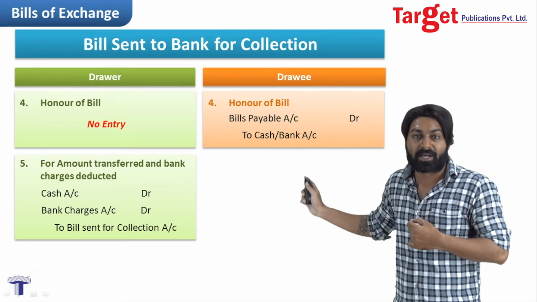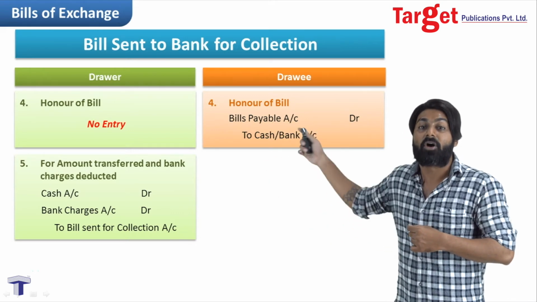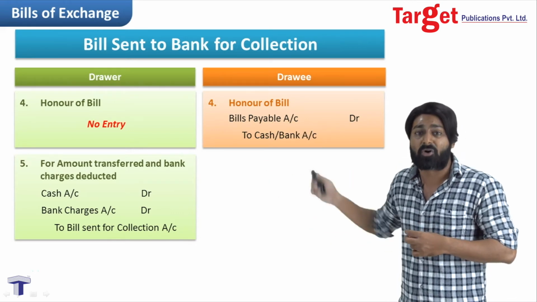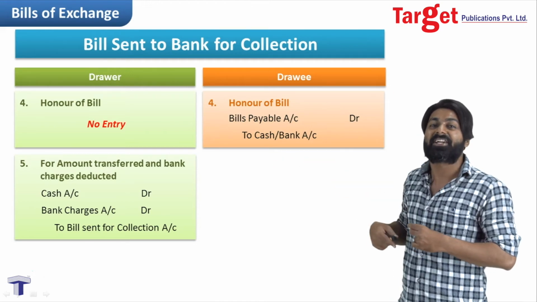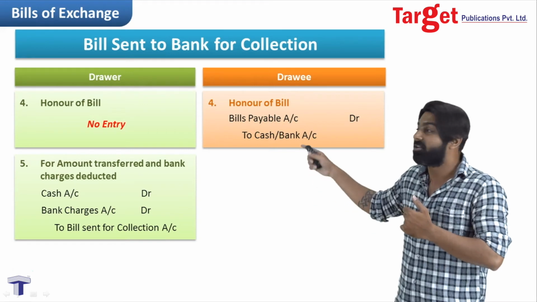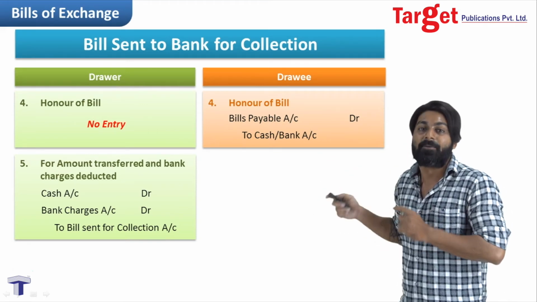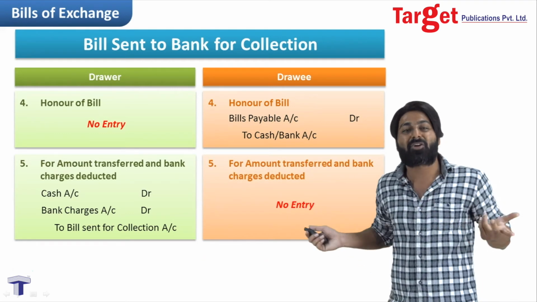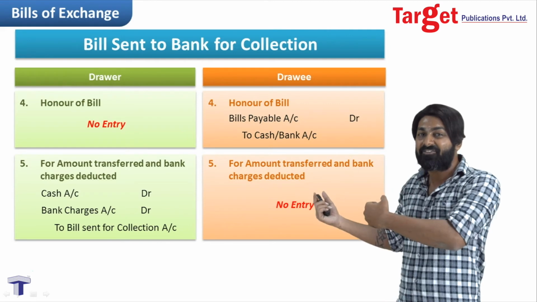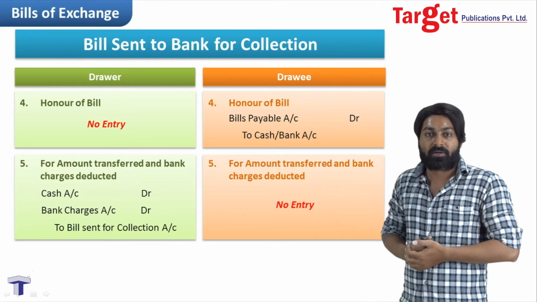So cash bank account debit, bank charges account debit to bank for collection, or we can say bill sent for collection account. So here the bill sent for collection account is getting credited, and in the previous entry when we had sent bills, at that point of time we had debited bill sent for collection, so it is automatically getting cancelled. Now in the books of drawee there won't be any entry. Why no entry? Because drawee is not at all involved in the transaction, because bank for collection is depositing money into our bank account, so it is not involved.